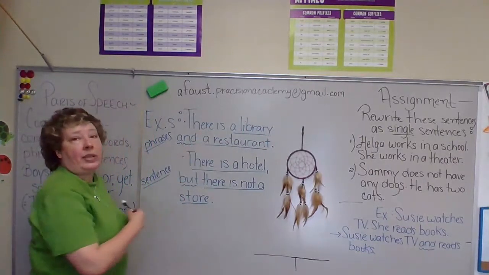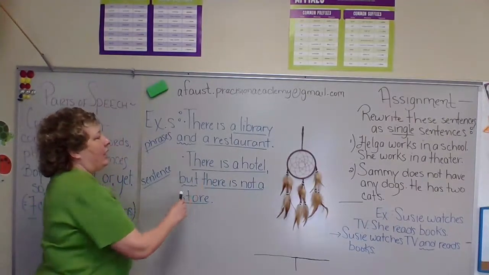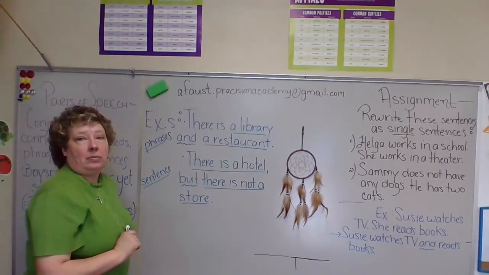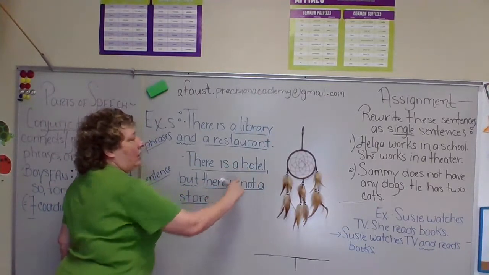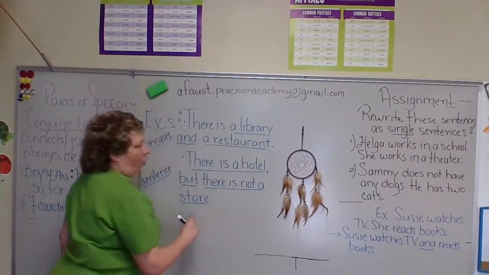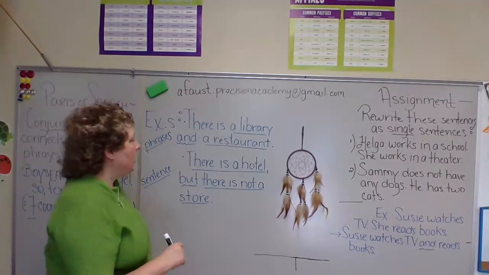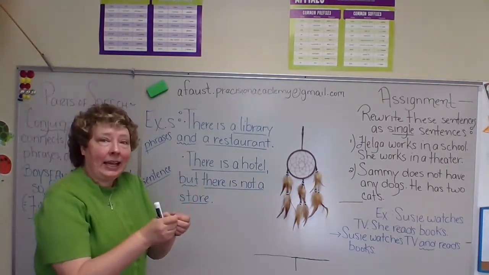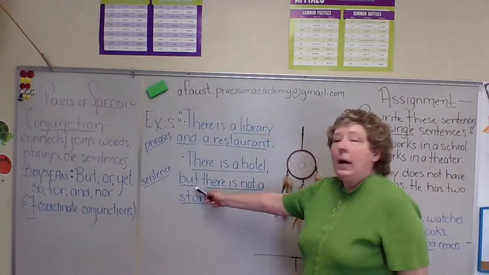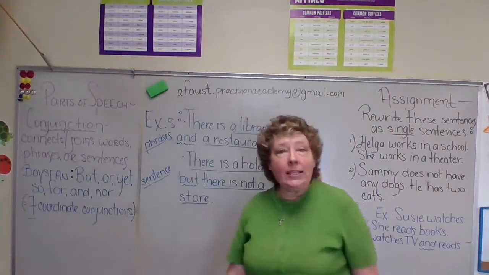Second one is an example of the sentence. Remember I gave you the words hunting, fishing. Here's your sentence. There is a hotel, but there is not a store. There is a hotel. That is a sentence. There is not a store. That is also a sentence. Okay? They are joined, they are connected by what? Let's take a look. By the word but. And but is your first letter of boys fan.